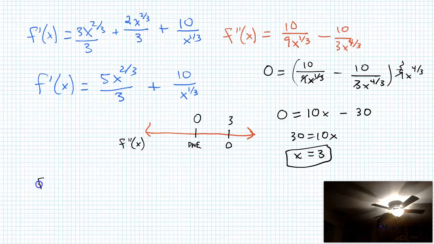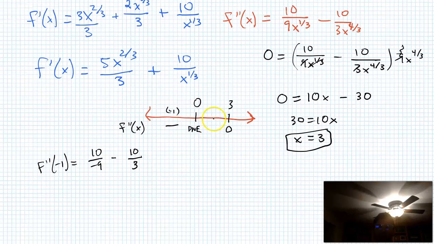So f double prime of -1 would be 10 over -9, that's nice, minus 10 over, this will become positive because it's a 4/3, cube root to the 4th, so this is a negative minus a negative, so it'll be negative here when we test it out, -1. So it's concave down.